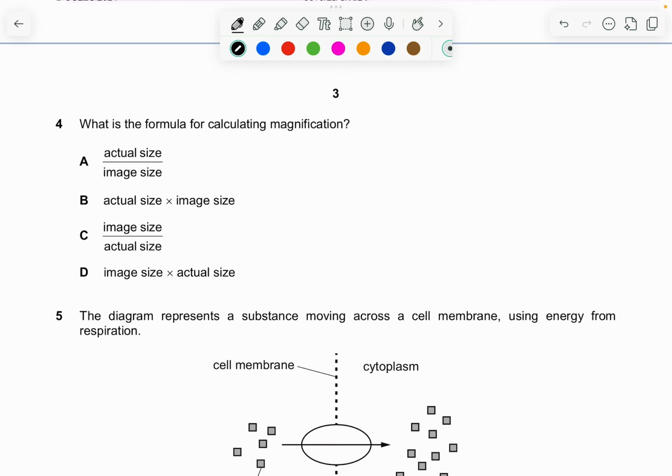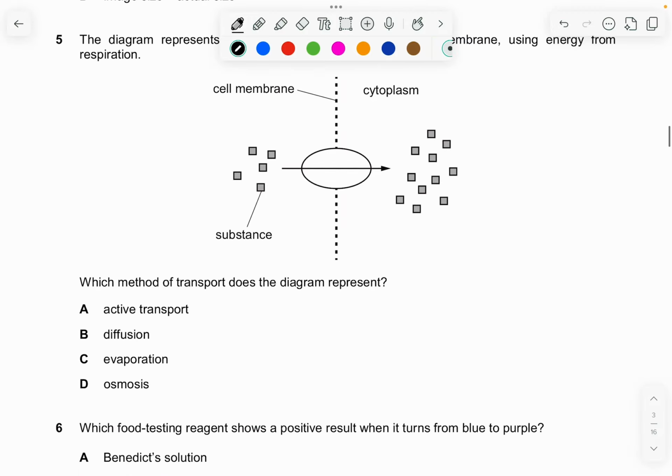Question 4. What is the formula for calculating magnification? Well, this is actually very simple. Just use the formula triangle that I love to use in all my videos. I, A, M. They want magnification, so you find this. So the answer for this is image over actual size. The answer is C.